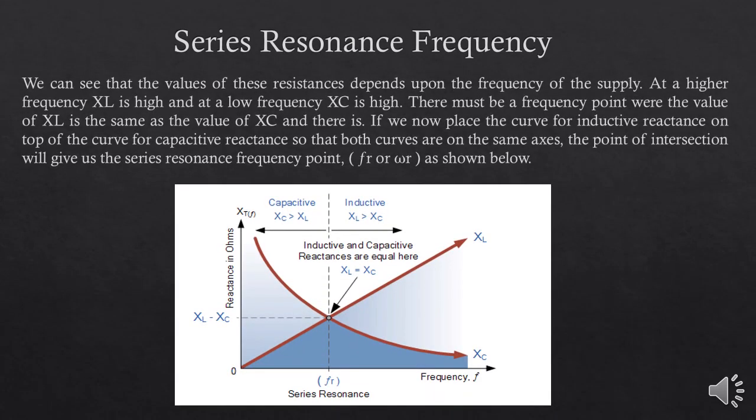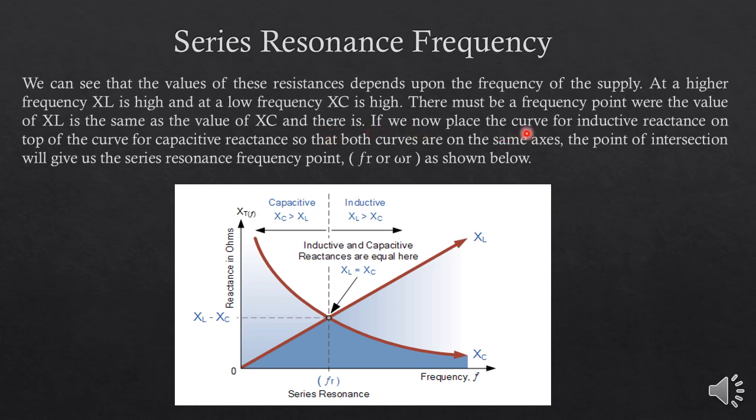Now I will discuss the series resonant frequency. We can see that the values of the reactances depend upon the frequency of the supply. At a high frequency, XL is high, and at a low frequency, XC is high. There must be a frequency point where the value of XL is the same as the value of XC, and this point will be known as the resonant frequency point.